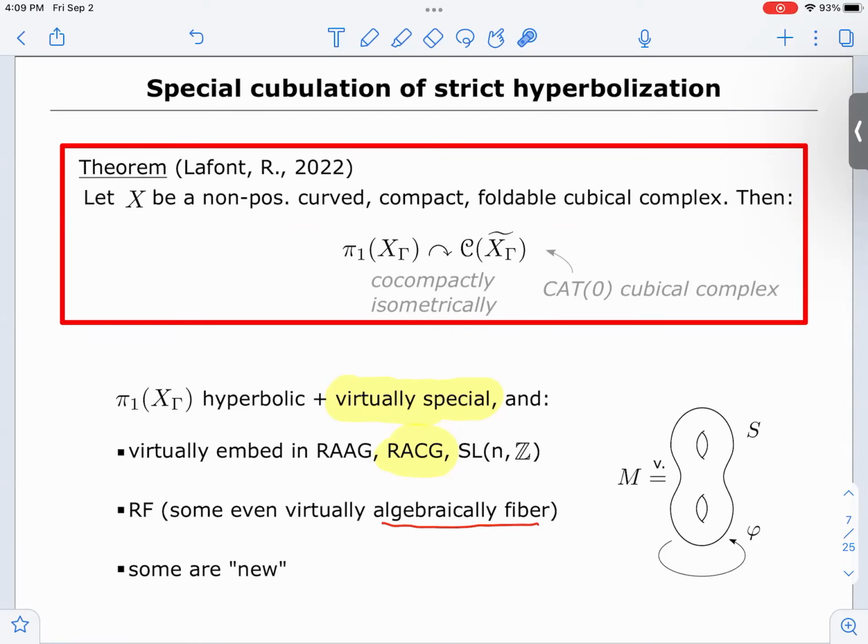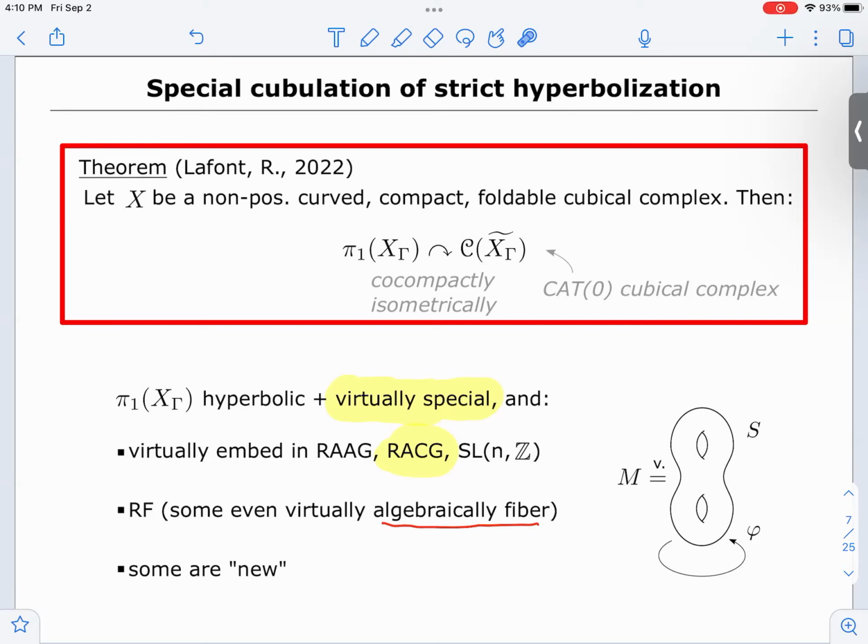Finally, I would like to point out that via this construction of strict hyperbolization, one can obtain a lot of groups which are hyperbolic, virtually special, and new, meaning groups that were not known to be hyperbolic and virtually special before. More precisely, I mean groups that don't arise as lattices in rank 1 Lie groups, or groups that are not obtained by small cancellation. Okay, so this is to give you a rough idea of the context for what I'm talking about.